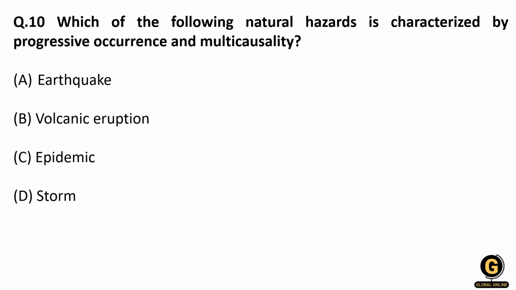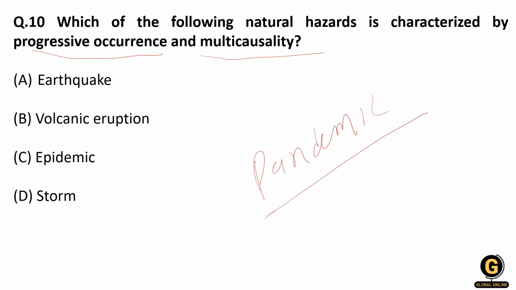Now, which of the following natural hazards is characterized by progressive occurrence and multi-casualty? They have asked which occurs progressively and causes multiple casualties. We have just seen the COVID-19 pandemic. What is a pandemic? A pandemic is when it occurs in different countries at a time, like in China, like in India. It covered the whole world, so we called it a pandemic. But when it happens in a particular region, it is called an epidemic.